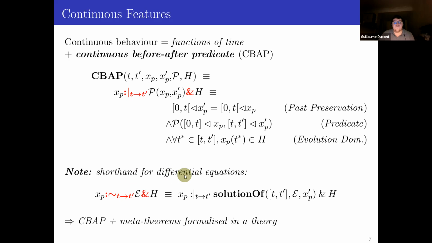And we have a slight shorthand for differential equations, since this is the traditional form of dynamics for hybrid systems. This is: x_p becomes such that on [t,t'], it is a solution of equation E and remains in domain H. On the side, a technical note: all of this and more is actually formalized in special Event-B components that are called theories. Theories are basically formal libraries that you can use throughout your models. But it's less relevant here.